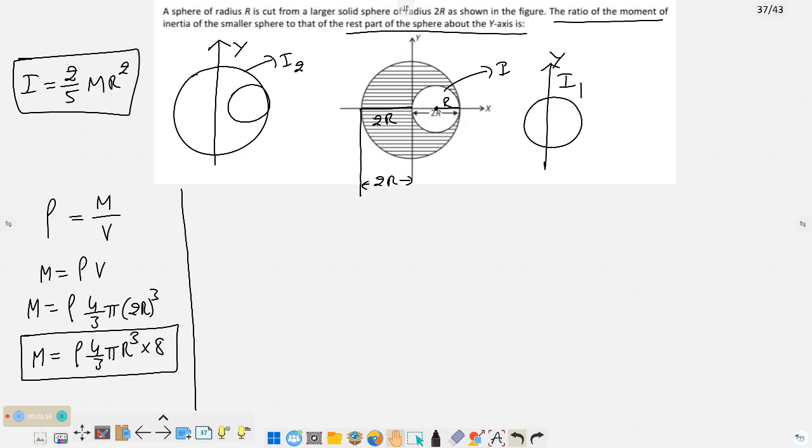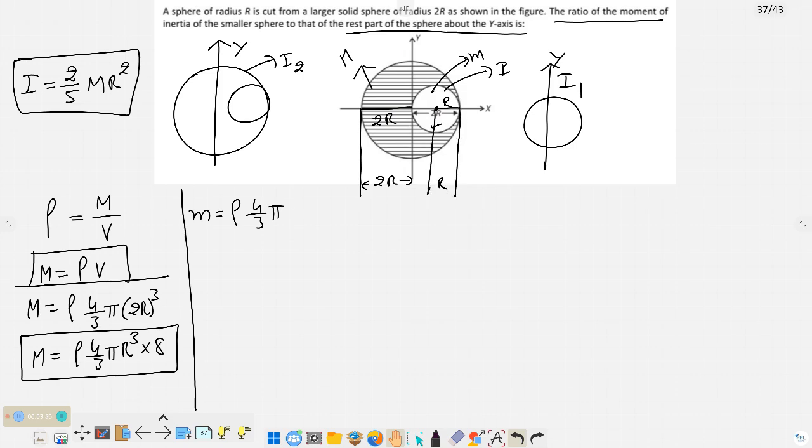Next, calculate the mass of the removed portion. This is the removed portion, so what is its radius? The original sphere has mass capital M, and the small part which we remove has mass small m. Mass equals density into volume of the smaller portion, that is 4/3 pi into the radius, which is r, so r cubed.